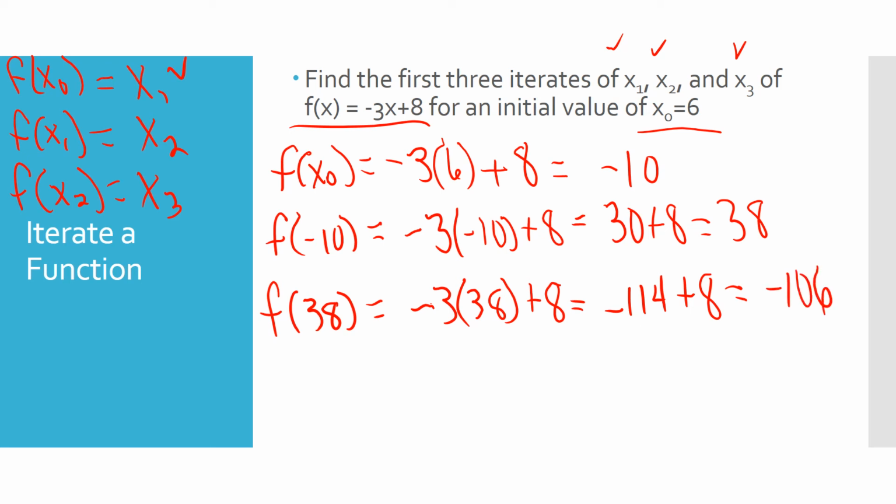So the first three iterates of f of x equals negative 3x plus 8, when we've got an initial value of x subscript 0 equaling 6, are negative 10, 38, negative 106. You're repeatedly composing a function to come up with the iterates.